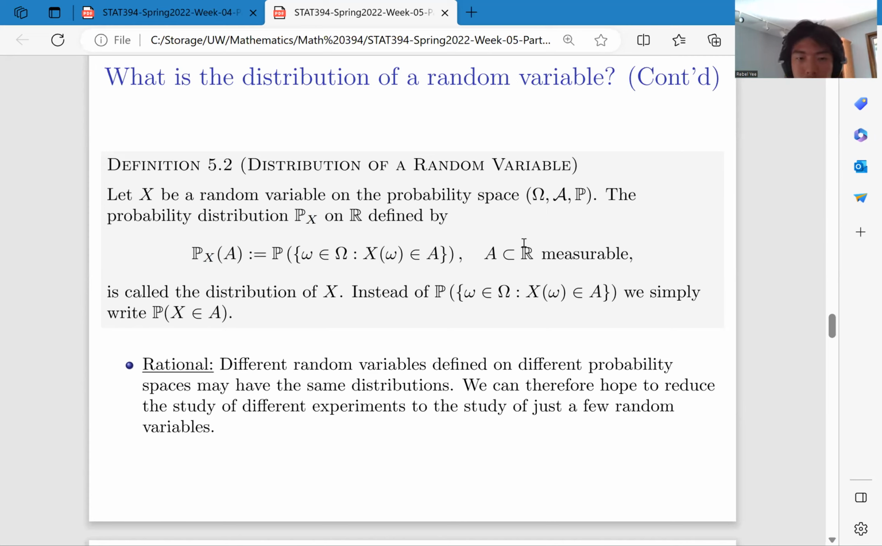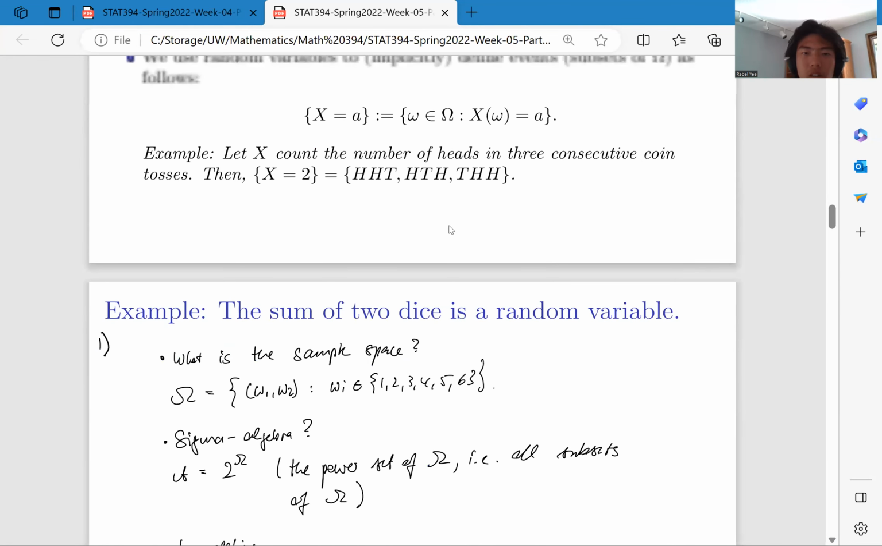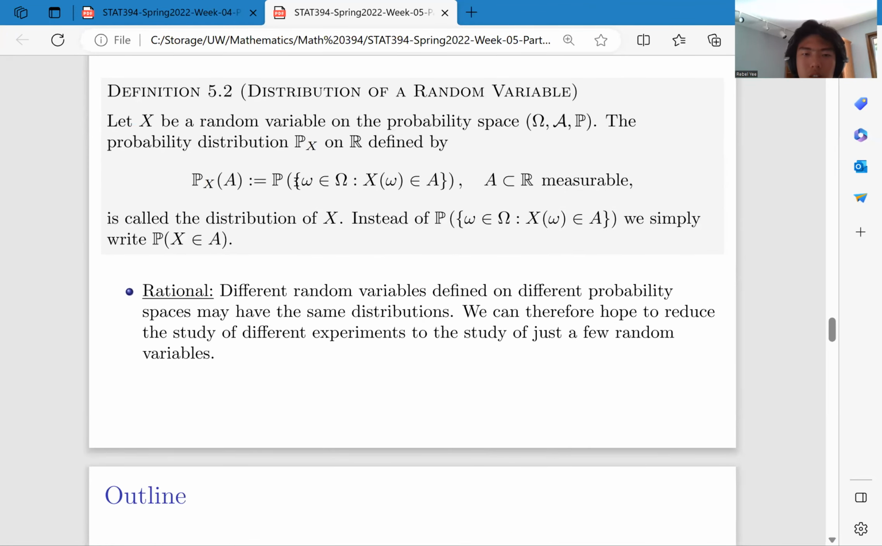And so by the notation we learned here, sometimes we don't write this thing out. So this large set can be converted to a smaller expression, which means the random variable belongs to A, belongs to some subset of the real numbers.